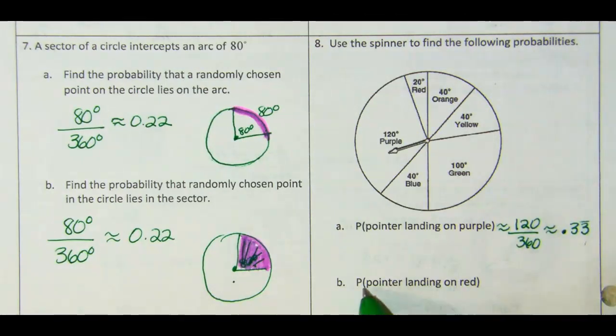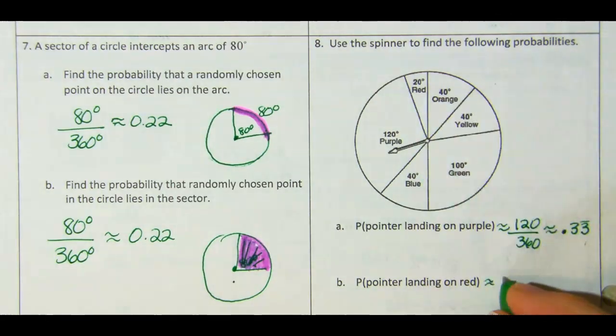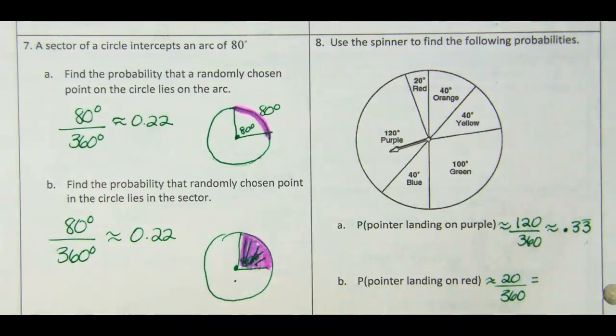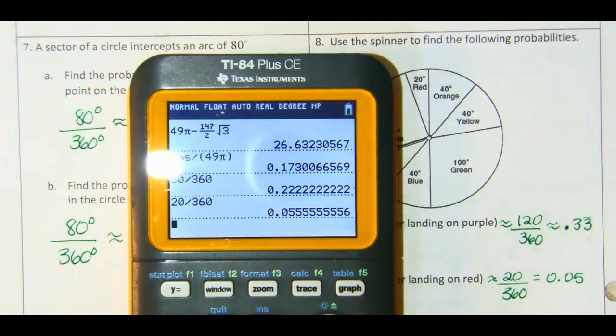Now this next one, the probability of the pointer landing on red. Well, you can see red is here. This is about 20 degrees out of 360. So if you do this one on the calculator, you are going to get about 0.05. So 5/100ths. And we really could round this one, but we're just going to put a line over it saying that it goes on forever.